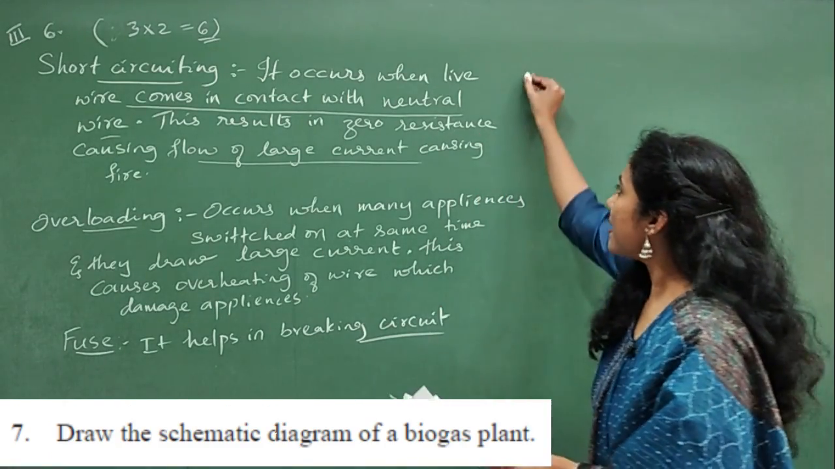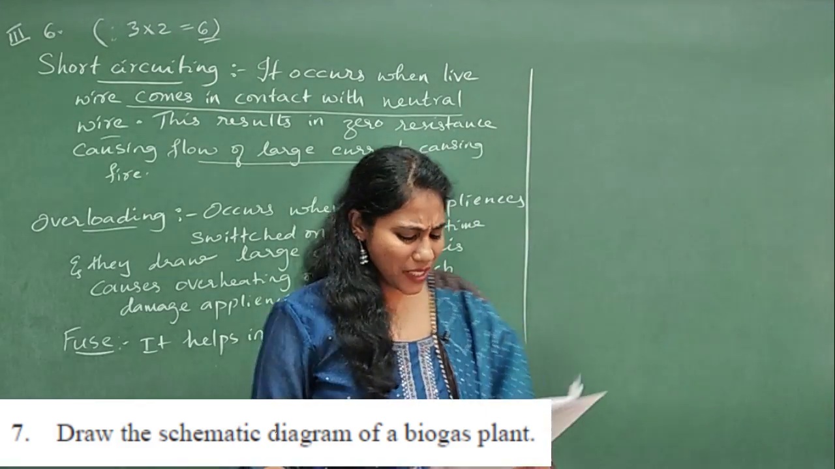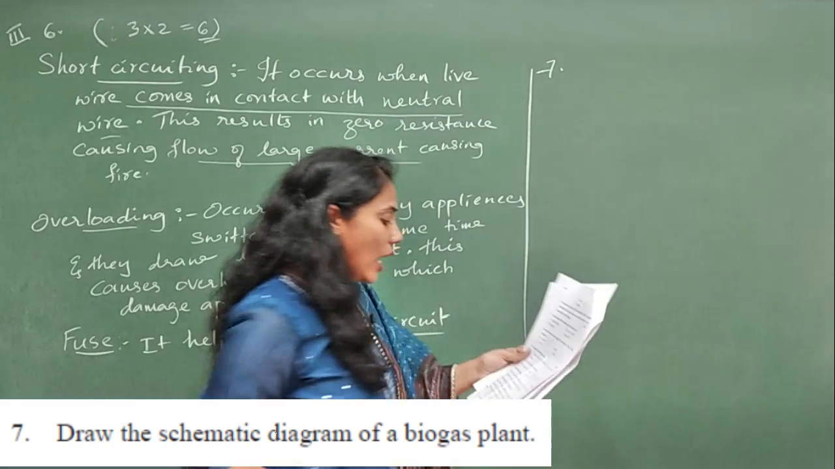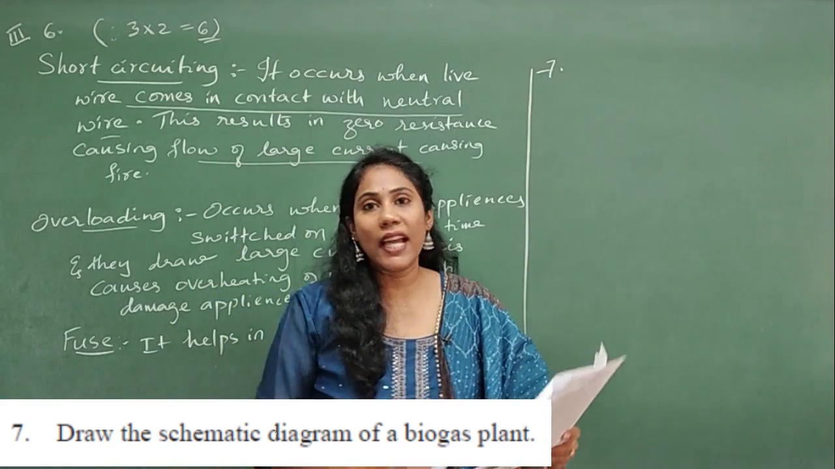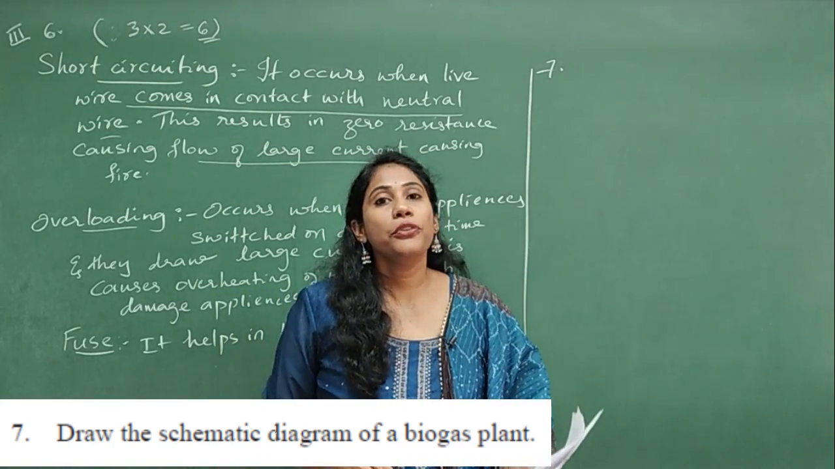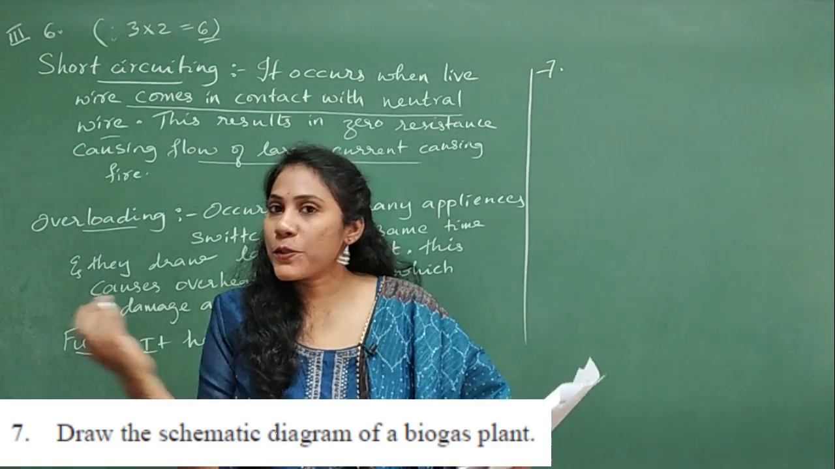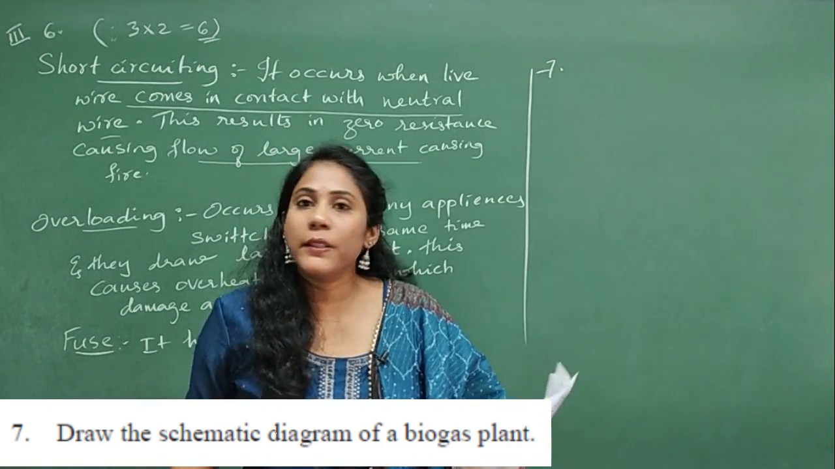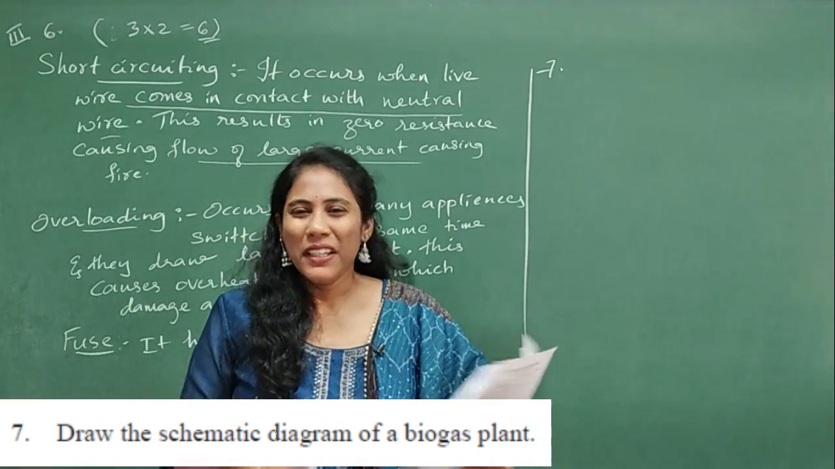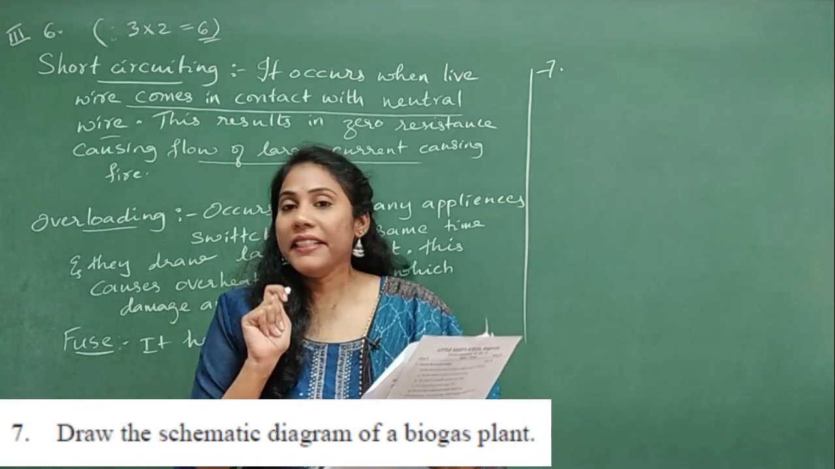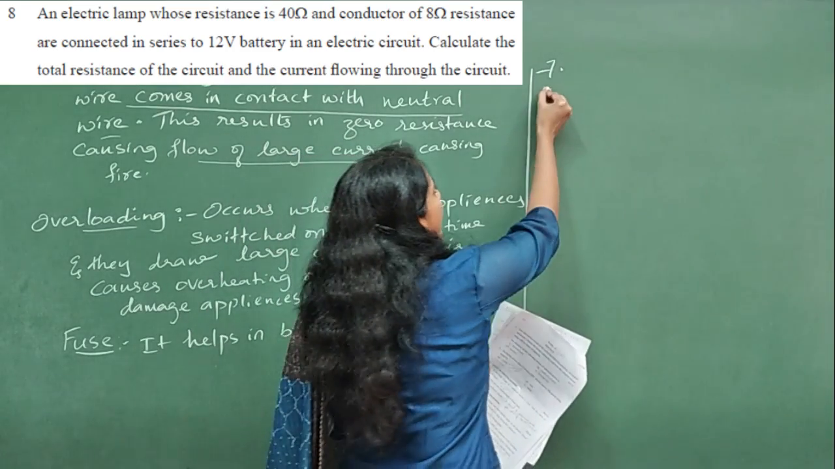Coming to the 7th question. The 7th question is very simple, guys. They asked you to draw a diagram of a biogas plant, which you have in the sources of energy chapter. So very simple, you can open the textbook and see how the diagram looks and practice the diagram. Now I'm not showing it on a board, and directly I'll go for the 8th question.